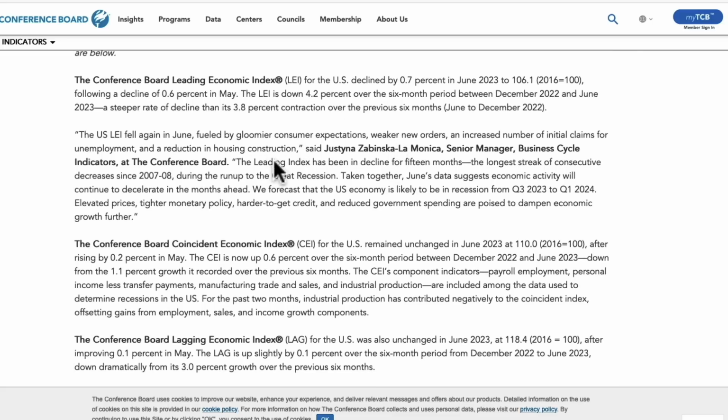We don't have to read this part. Let's just read the last sentence. Taken together, June's data suggests economic activity will continue to decelerate in the months ahead. We forecast that the U.S. economy is likely to be in recession from Q3 2023, we're in Q3 now, to Q1 2024. Elevated prices, tighter monetary policy, harder to get credit, and reduced government spending are poised to dampen economic growth further.